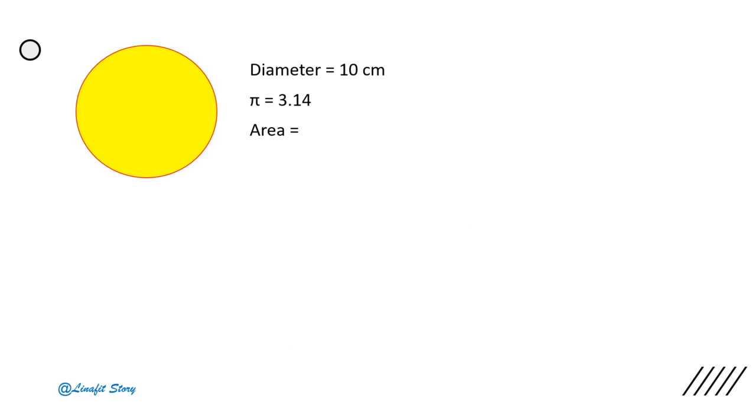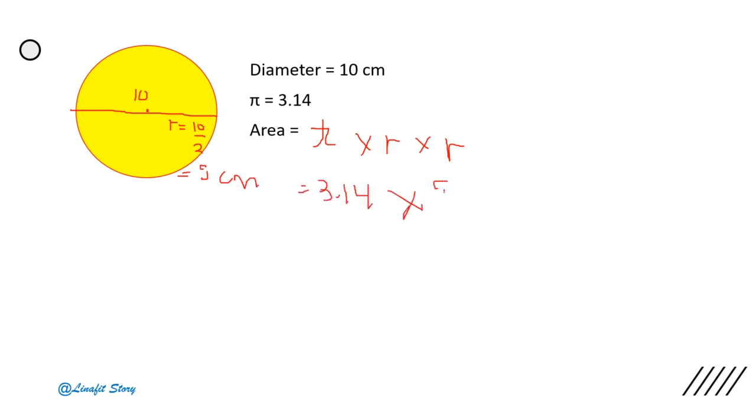If the diameter of a circle is 10 cm and pi is 3.14, find its area. Pi times radius times radius. Remember, if the diameter is 10 cm, what is its radius? So the radius is 10 divided by 2 equals 5 cm. So the area is 3.14 times 5 cm times 5 cm equals 78.5 square cm.